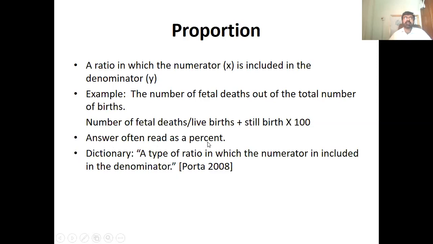The answer is often read as a percent. A proportion is a type of ratio in which the numerator is included in the denominator. According to the general definition, when one quantity is divided by another quantity, that is a ratio. But when you take the numerator from the denominator, that ratio is called a proportion.